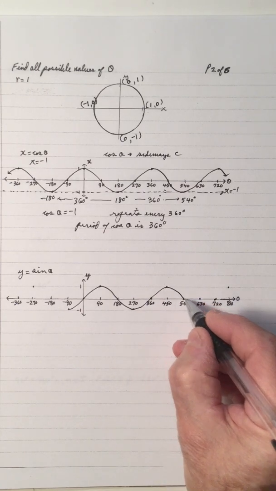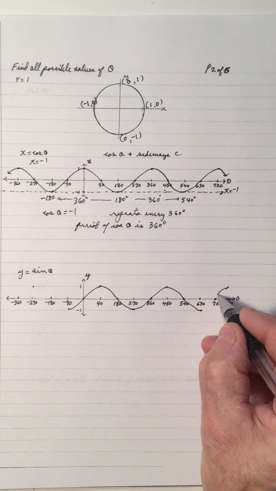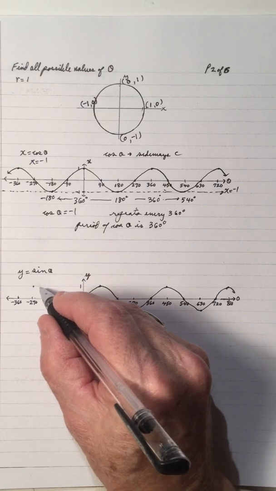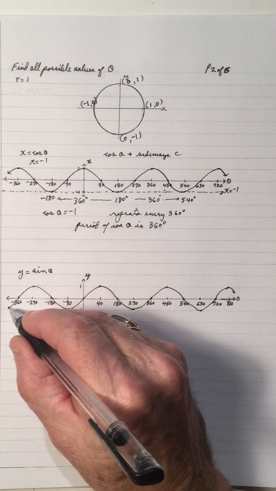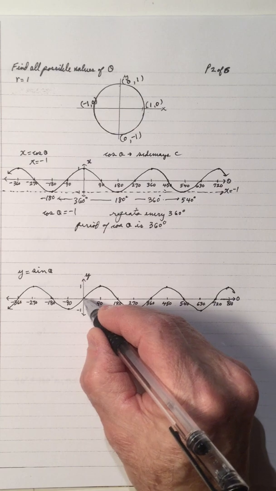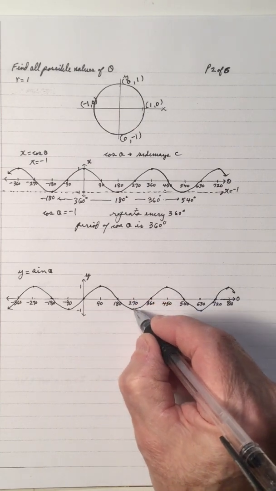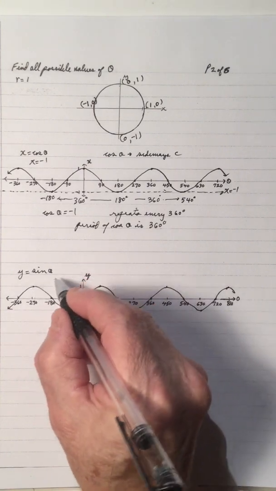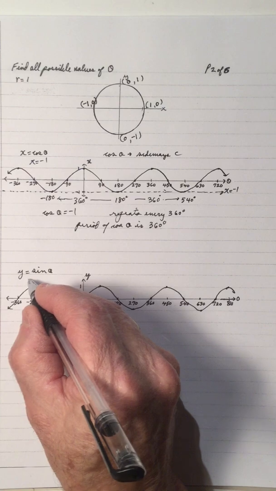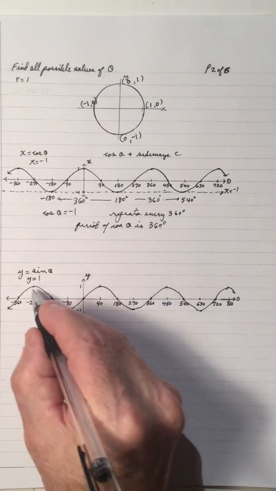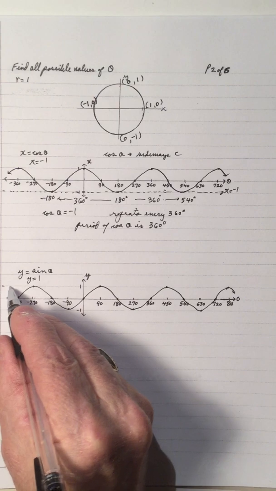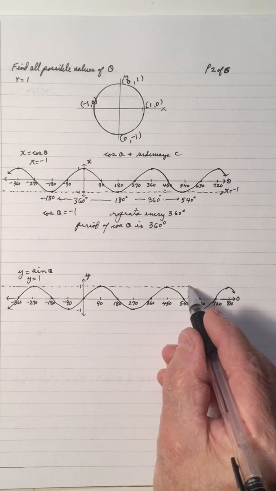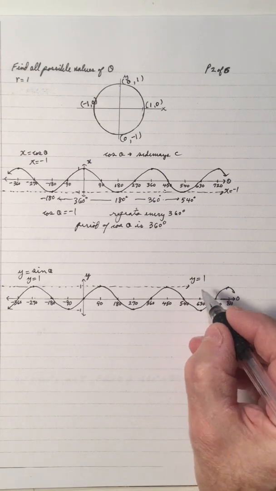The sine graph starts at 0, goes to 1, goes to 0, goes to -1, and back up to 1. If we want to look at the equation y equals 1, y is 1 right here, and y is 1 all the way along here. So this equation is y equals 1.